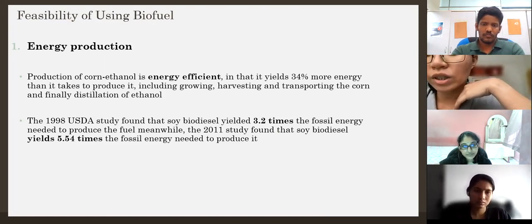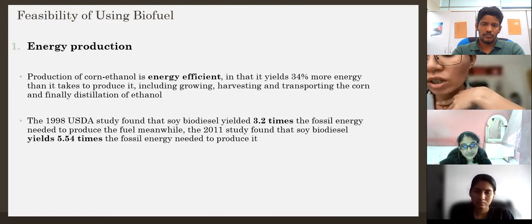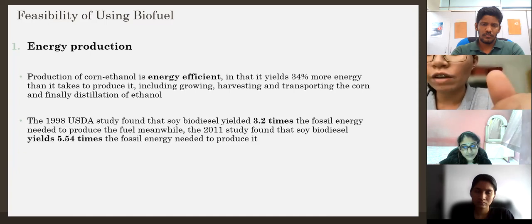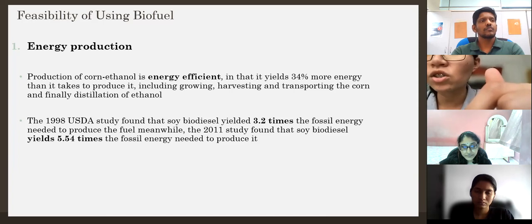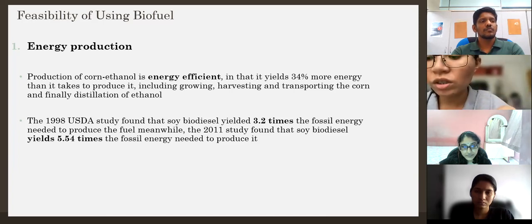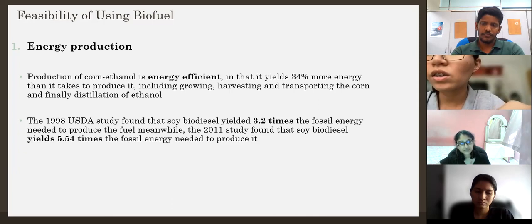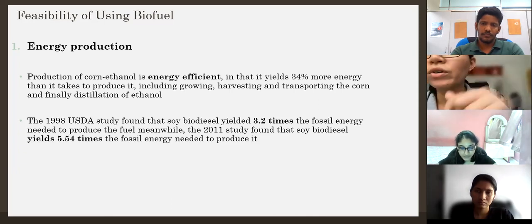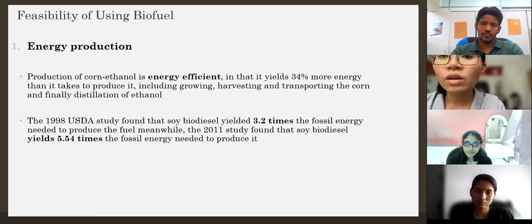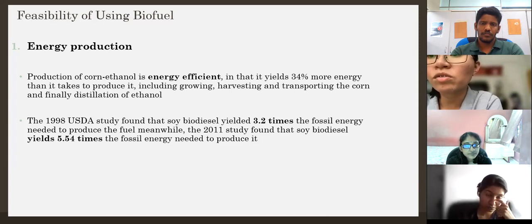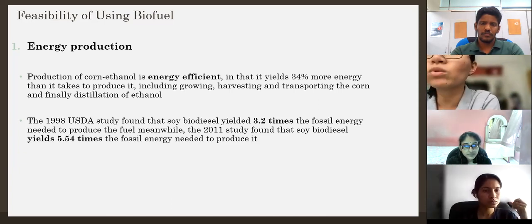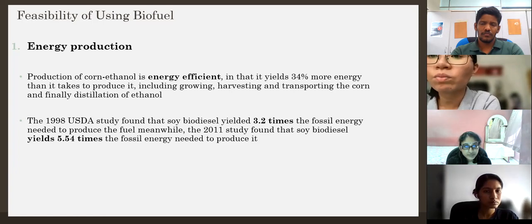Soybean biodiesel returns 93% more energy than is used to produce it. Meanwhile, corn ethanol provides only 25% energy. So production of corn ethanol is energy efficient in that it yields 34% more energy. This is based on the study done by Shapouri and Wang, 2002. For soy biodiesel, the 1998 USDA study found that this type of biodiesel yielded 3.2 times the fossil energy needed to produce the fuel.